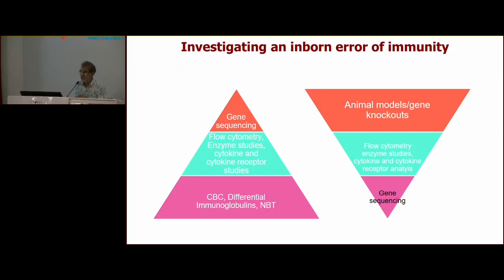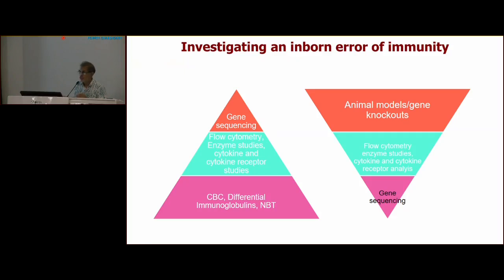However, since genetic sequencing is now readily available, you could go directly to gene sequencing first. And depending upon the results of the gene sequencing, we can then do functional studies like flow cytometry, enzyme studies, cytokine receptors. And if you have a novel gene or a novel variant, you could try cell culture or animal models or gene knockouts to validate the function of that particular variant or novel gene.